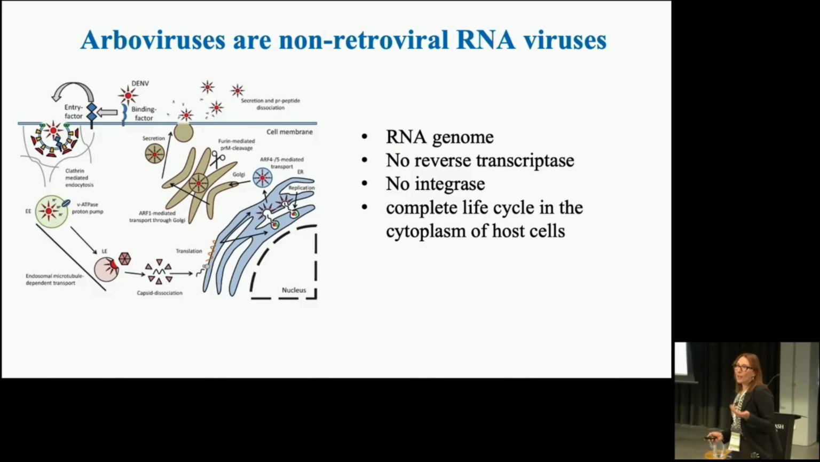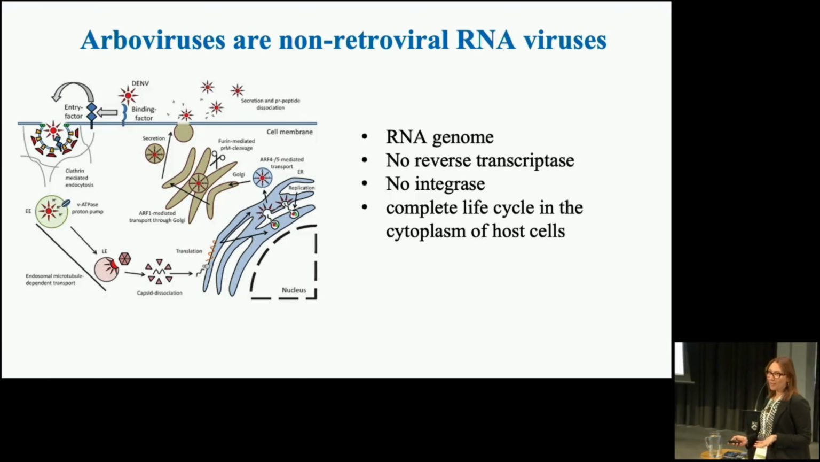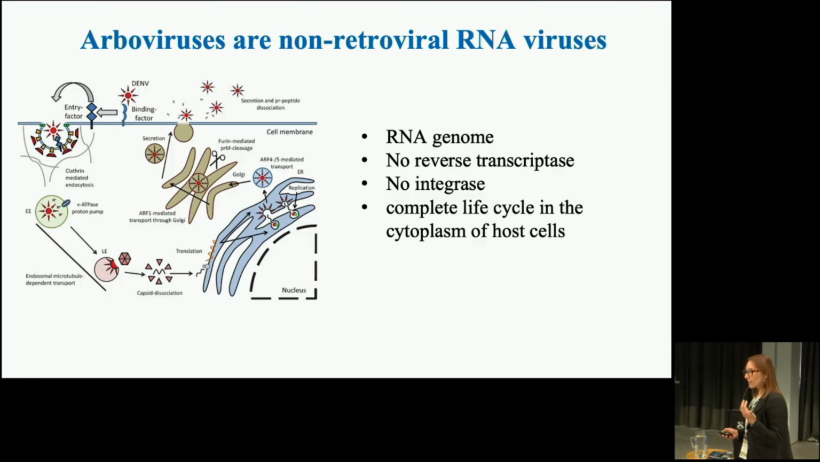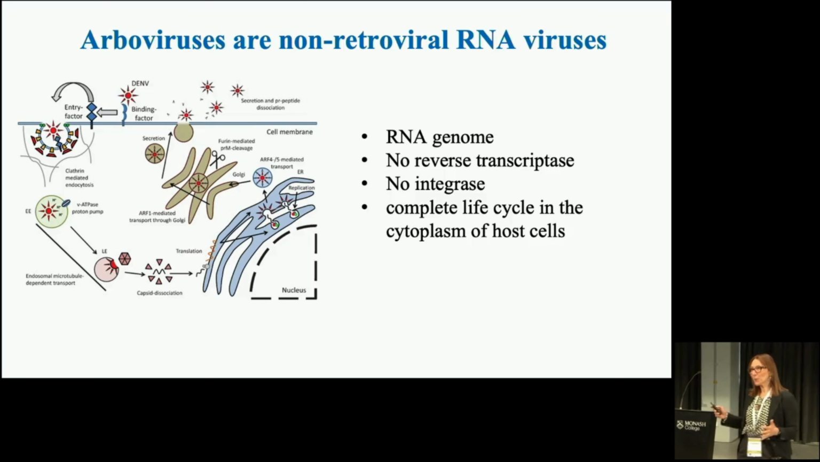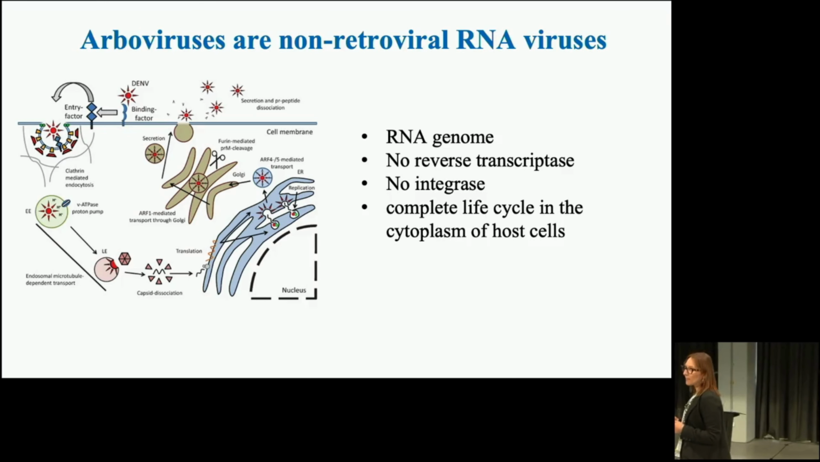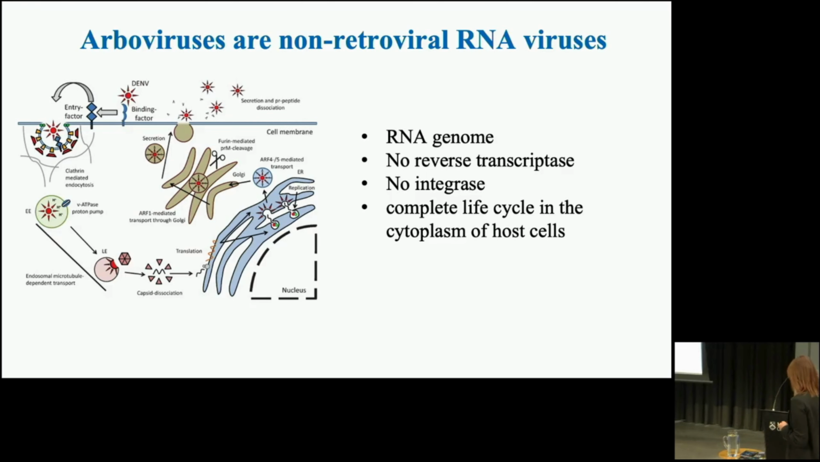Arboviruses are non-retroviral RNA viruses. They can have a single strand, double strand, single strand plus or minus genome, but they are RNA viruses. And because they are non-retroviral, they do not encode for reverse transcriptase and integrase, and they are supposed to spend their life cycle within the cytoplasm of the host cell.